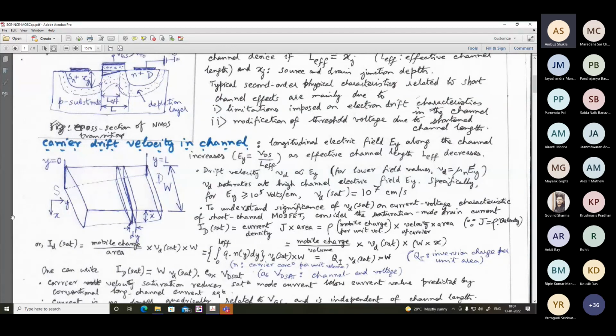The magnitude of the longitudinal electric field can be expressed in terms of the drain to source voltage divided by the effective length. Here in the tapered channel, this is the electrical or effective length of the channel. With a progressive increase in VDS, this effective length will get reduced, and so the longitudinal field will increase. The result of this increase of the longitudinal field will be that the drift velocity gets limited. As VDS increases and L effective decreases, the EY magnitude will increase.